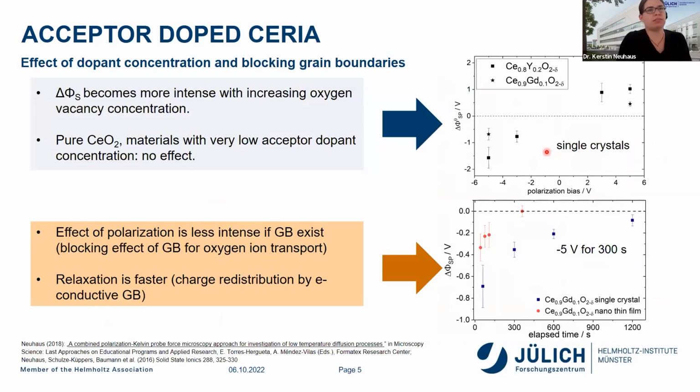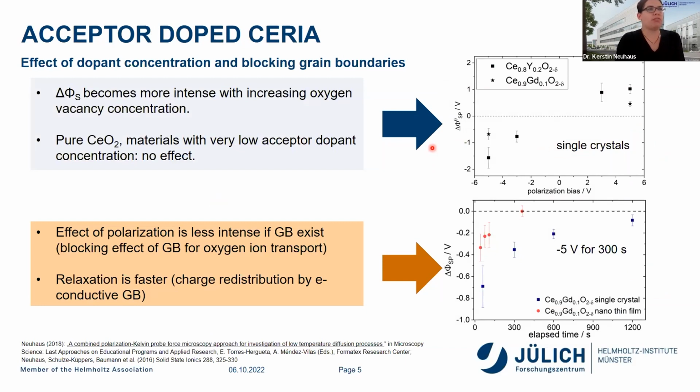We did a variety of measurements using different acceptor-doped ceria materials, and we can see that there is definitely an effect of dopant concentration and also of the grain boundaries within the material. So first, we had a look at a single crystalline material. This means we only look at the bulk. There are no grain boundaries there, so they don't disturb the measurement.